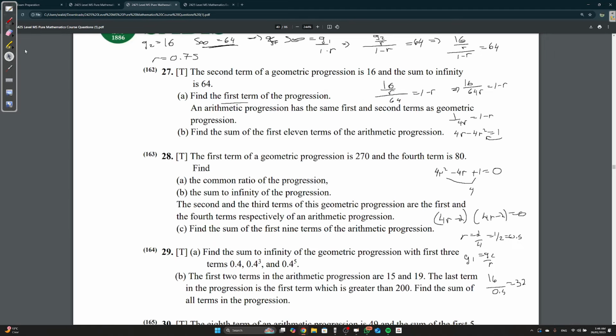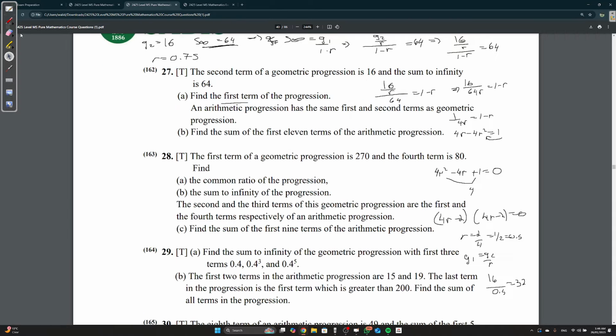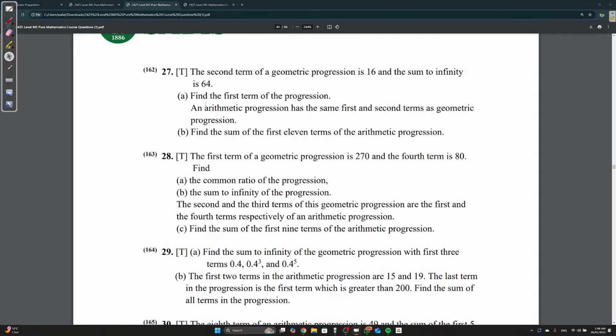27, a1 equals 32. Here they just solved it directly, so that's why there's not a lot of working. They did it in their head. Okay, then they said the arithmetic progression has the same first and second terms as the geometric progression. So g1, which we found, is 32, and g2, which is given, is 16. Find the sum of the first 11 terms of the arithmetic progression.